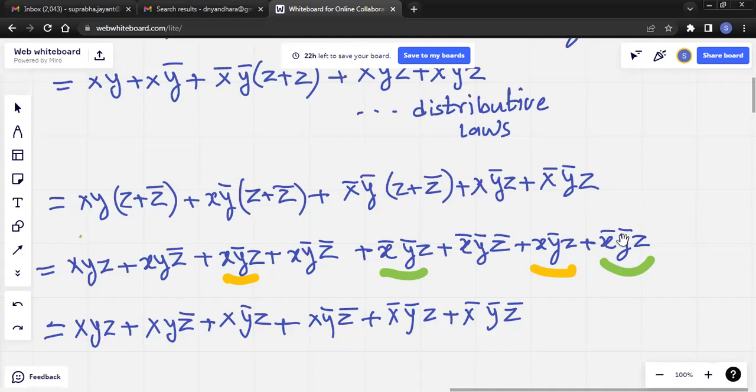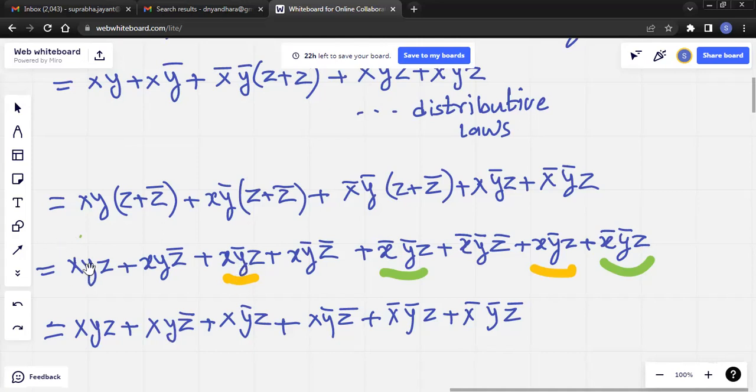Now what you observe in this expression is this term x y bar z is repeating here. We have shown it by yellow underline. And x bar y bar z, the pointer is here, x bar y bar z is repeated here. So that I have shown by green line. So you can see the number added to itself is the number itself. So instead of writing this twice, we will write it only once.